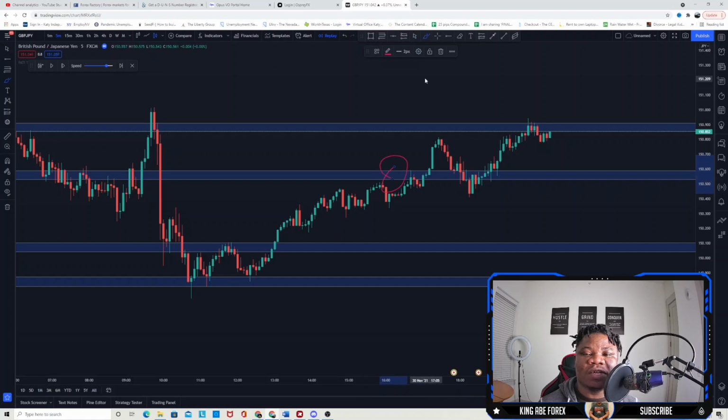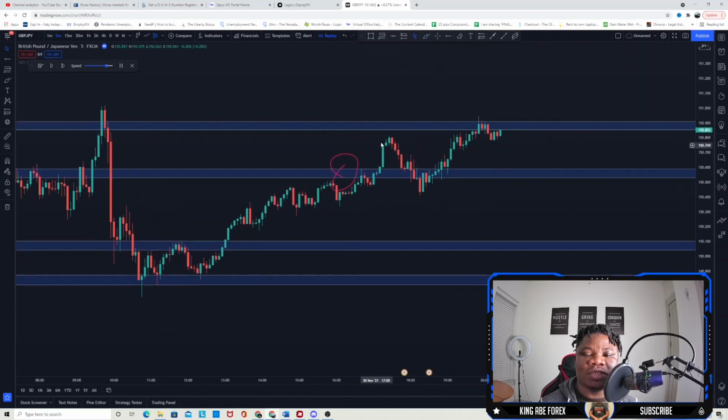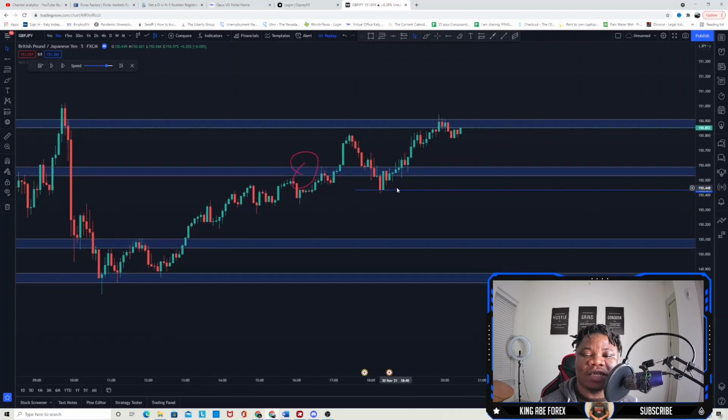Now, once your first take profit hits, you can either move your stop loss to entry price, or once you see that price broke this zone, you wait for price to create a low. Now, once price creates another low, we will have our new stop loss right over here at the new low that was created.